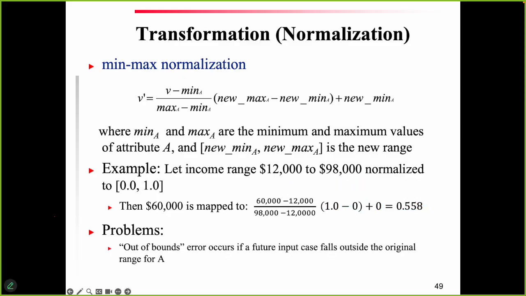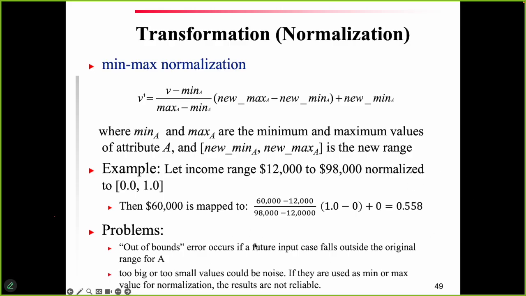So what is the problem with this method? The problem is that if your future values are outside the original range, for example, let's say you have a salary like 120K, then your result is unstable, right? So that is one issue: out of bounds error, or also too big or too small values.